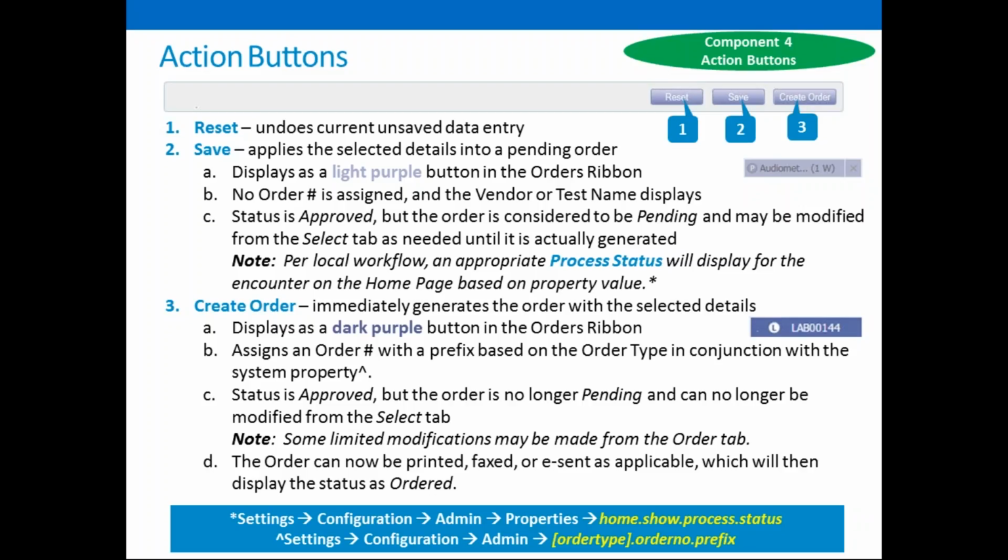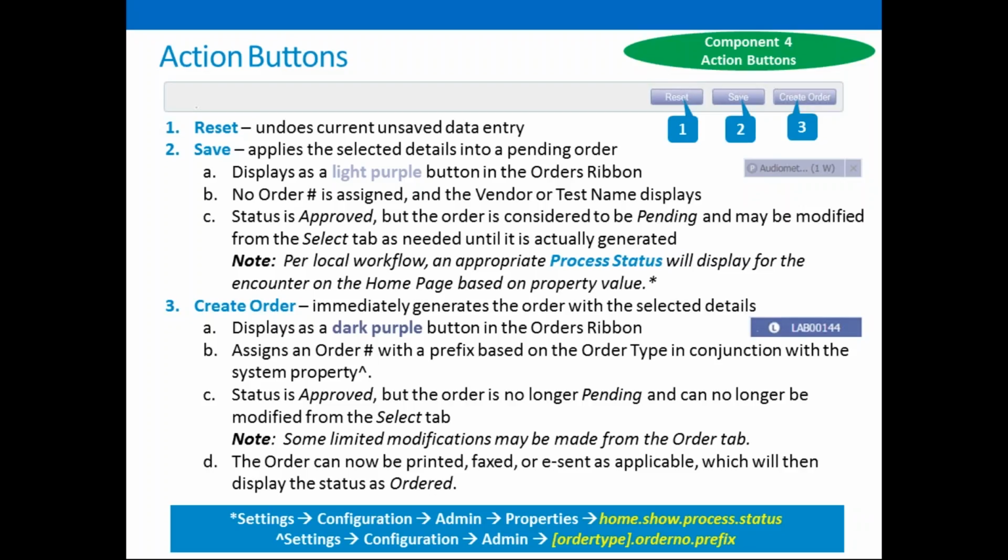For instance, if you click Save, it is simply going to display that order you've just searched for and compiled as a light purple button. No order numbers there. It's going to display the name of the vendor or the test. It's going to be in an approved status. However, the order is to be ordered or pending, meaning the requisition is not ready to generate yet because it's not actually been created as an order. You've simply compiled the details into something that you want to order. That still gives you the ability of modifying it, deleting it, whatever.